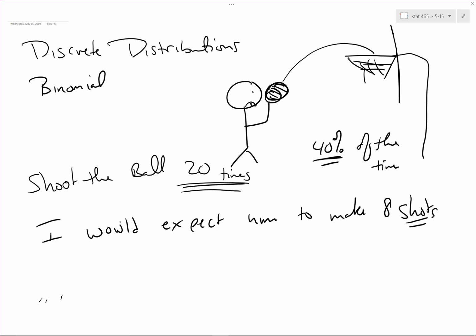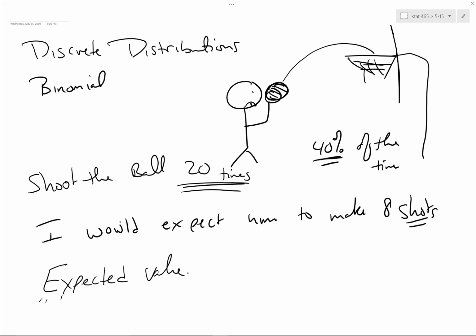I'm not shocked if he hits 7. I'm not shocked if he hits 9, probably, yes. I'd be weirded out if he hit 15, yes? That's way, way weird. I'd also be shocked if he only made 2, right? I'm expecting somewhere in that 8 range. Okay, now what does that sound like? That sounds like expected value.